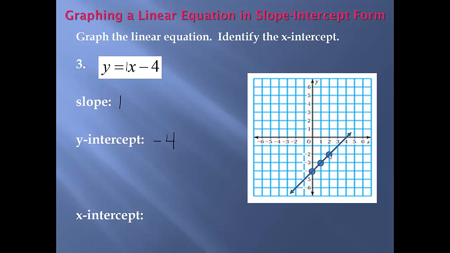Now that we have our line drawn, we can identify the x-intercept. We need to see where this line crosses the x-axis. And this line crosses the x-axis at 4. So the x-intercept would be 4.